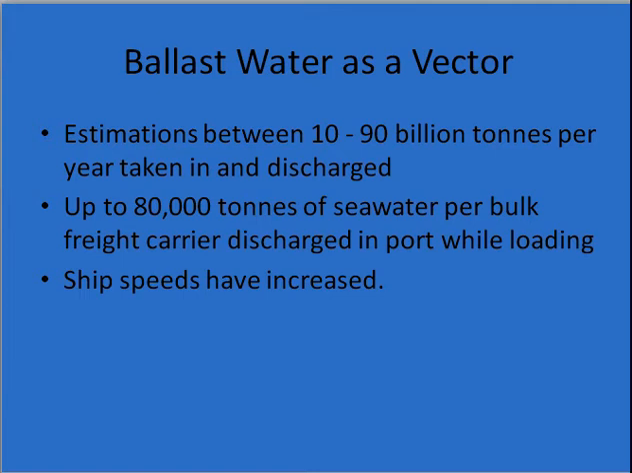So an estimation between 10 and 90 billion tons of water per year is taken in and discharged. So that's quite a wide discrepancy between the top and the bottom ranges. So 10 billion to 90 billion tons. So that's 10,000 billion liters of water, to maybe 90,000 billion liters of water. So it's a lot of water, but we don't know exactly how much is being moved.